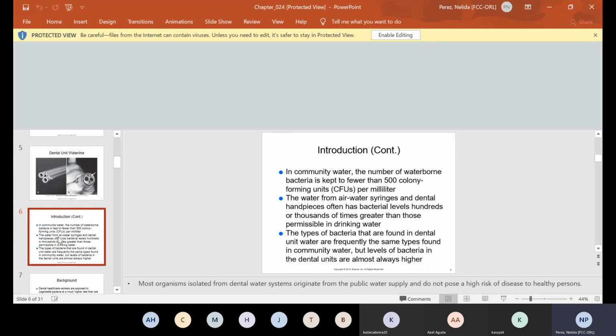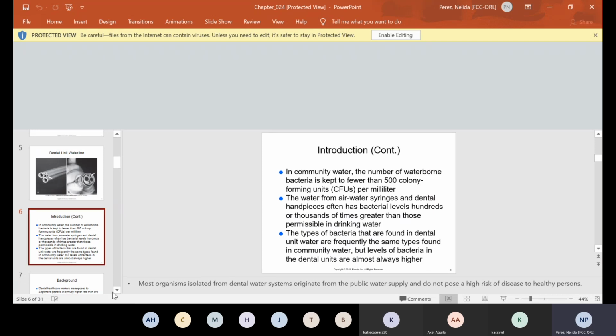So in community water, the number of waterborne bacteria is kept to fewer than 500 colony forming units, that's CFUs, per milliliter. Water from air water syringes and dental handpieces has bacterial levels hundreds or thousands of times greater than those permissible in drinking water. The types of bacteria found in dental unit water are frequently the same types found in community water, but levels of bacteria in the dental units are almost always higher.